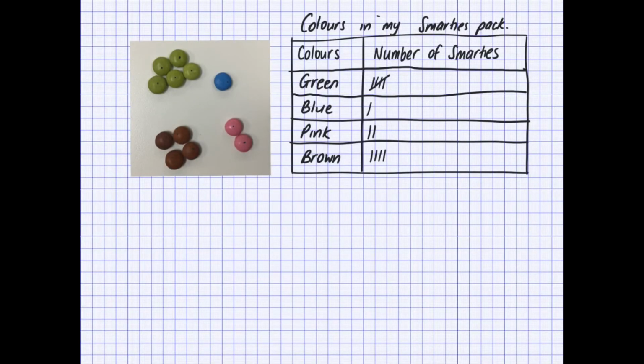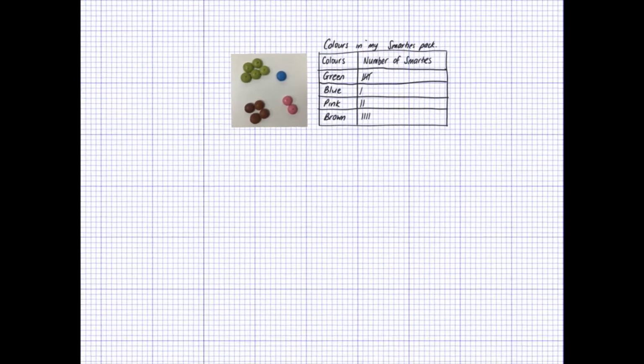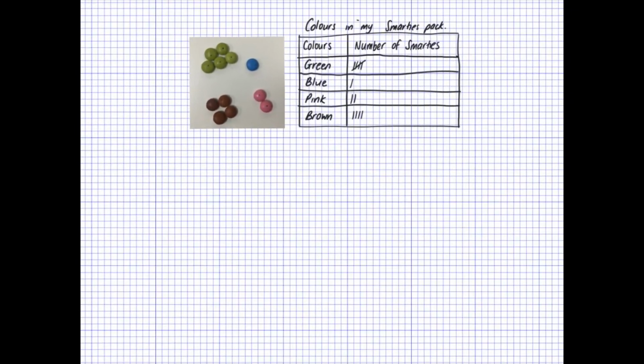Okay, so now that we've got that data in a table, we're going to represent it in a different way using a column graph. And a column graph is going to make it easier for people to interpret our data. So I'm going to zoom out so we have a little bit more space.